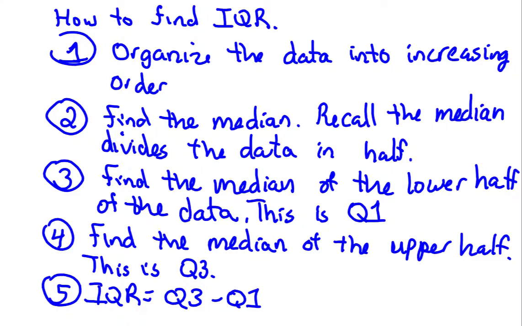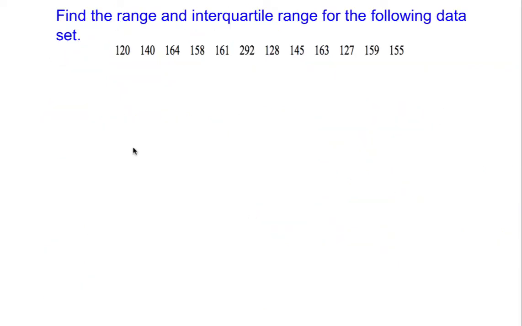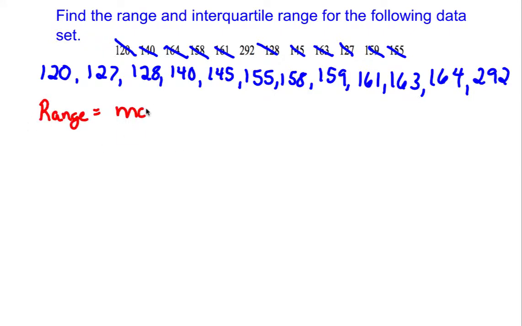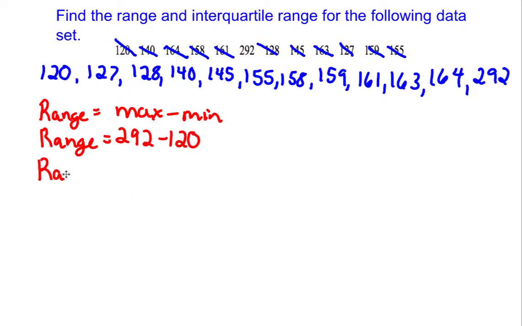Okay, so let's look at an example. We're going to try to find the range and interquartile range of the data set below. The very first step in order to find either range or interquartile range is to organize your data in increasing order. So let's rewrite this data in increasing order. Now that I have my data in order, I can easily find the range. Recall that range is the max value minus the minimum value. So to compute it, we take 292 minus 120. So the range of the data in this example is 172.